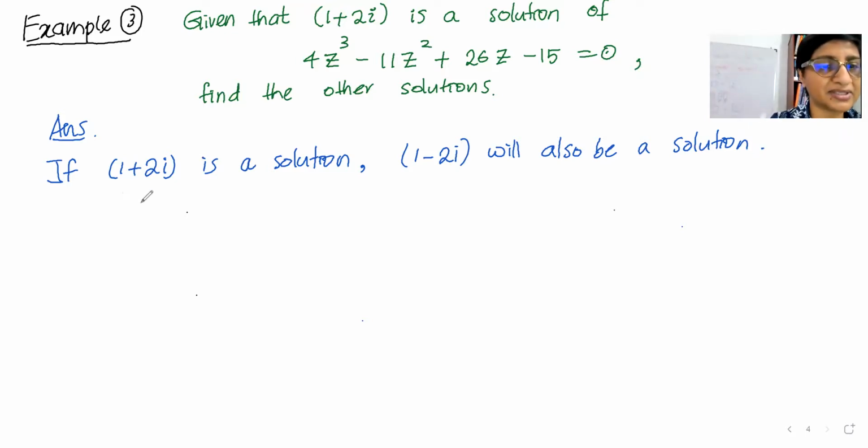Just think that this is a real number. Just for a moment, think this is 3 and this is 4. The 2 solutions are 3 and 4. And we want to find the third one. I will give you a few minutes. How do we find the third solution, third root? Think of what we did earlier.